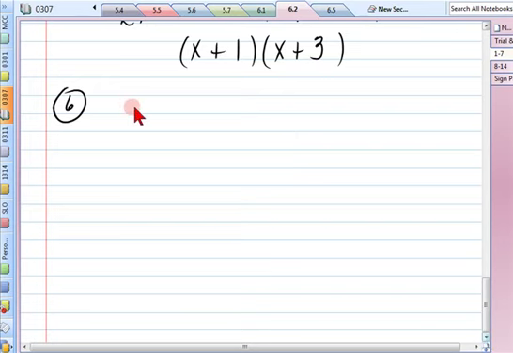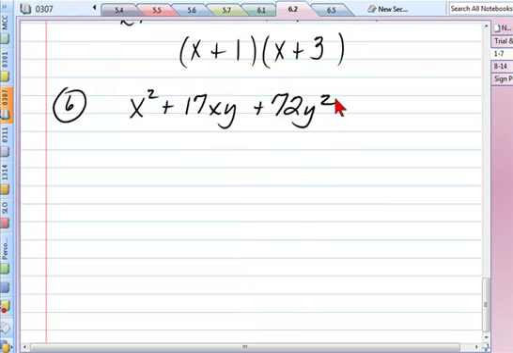Okay, problem number 6. I have x squared plus 17xy plus 72y squared. Hopefully you notice that in this problem, not only do I have x's, but I also have some y's. That doesn't make the problem harder. It does tell you that you're going to have to be a little more careful about a detail. There's no common factor to all of them. It's a trinomial, so here we go with trial and error.